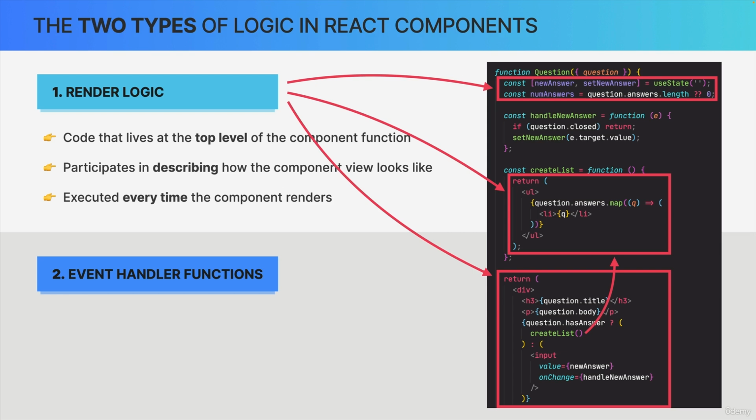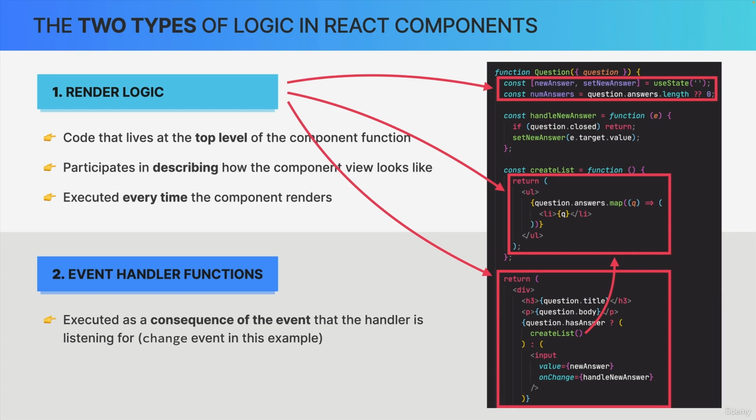Now, moving on to event handler functions, those are very easy to identify. So they're basically pieces of code that are executed as a consequence of the event that the handler is listening to. So in our example, we have this line of code that essentially registered handle new answer for the change event, and therefore handle new answer is our event handler function. And this is of course nothing new at this point. So we have done this many times in the course, right?